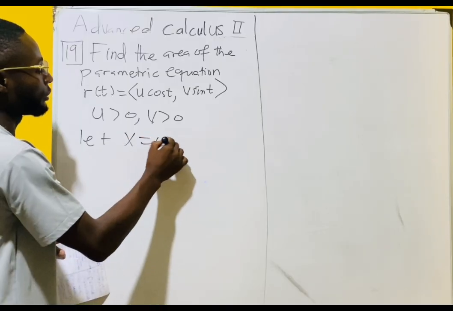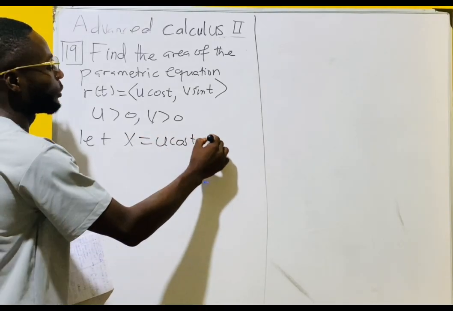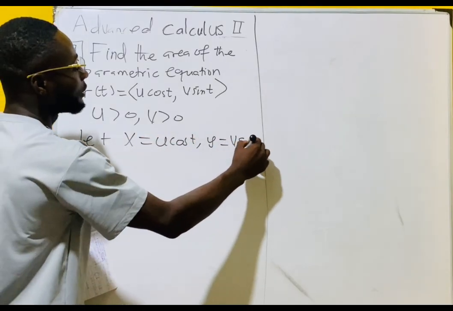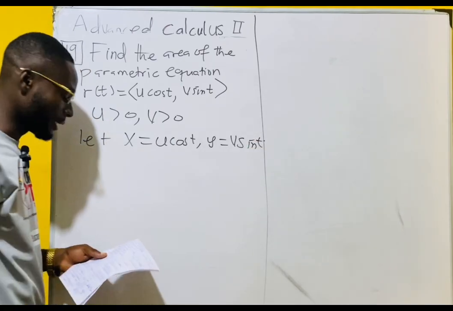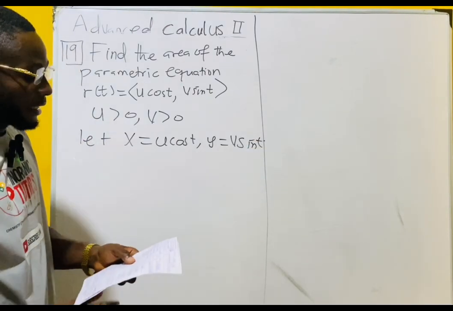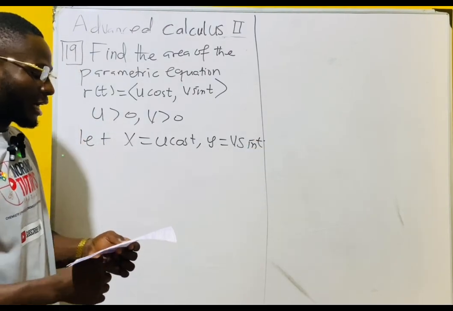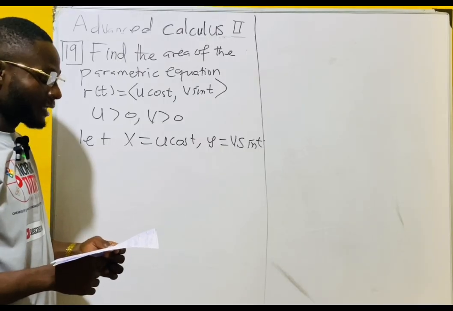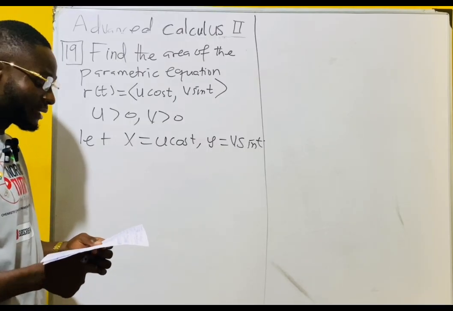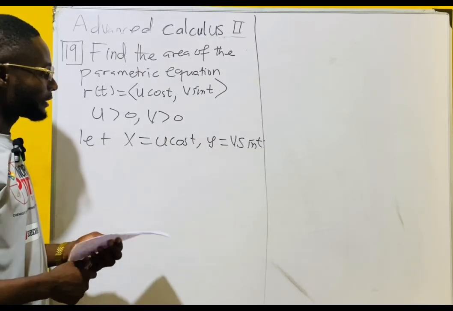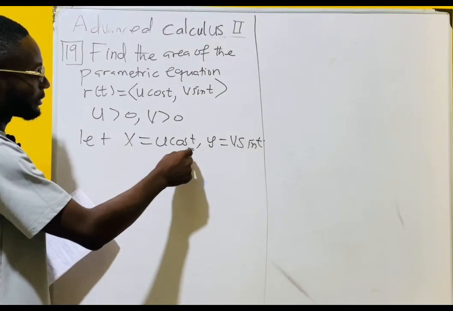X should be equal to what? U cos t, and y should be equal to what? V sin t, right? So if that is the case, we have to understand the shape. Before we can do that, we have to eliminate t, so we have to make t the subject.